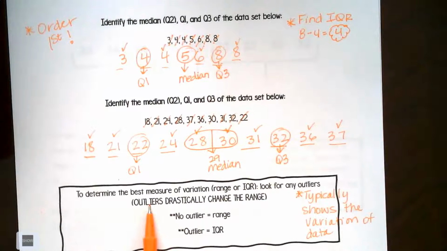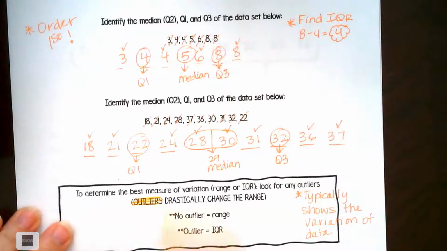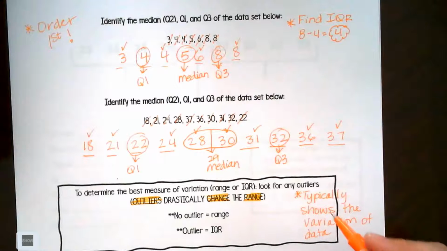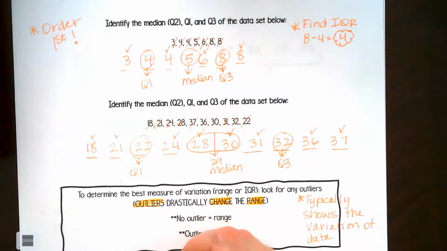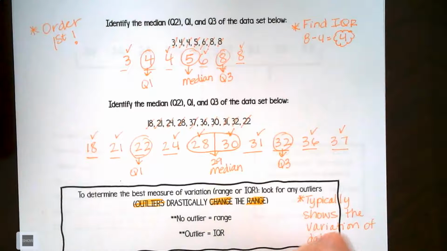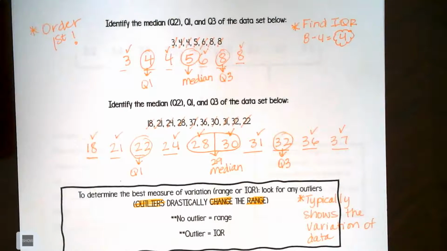Outliers, just like they drastically change the mean for the measures of center, they drastically change the range. That's very important, guys. Outliers drastically change the range. Okay? Now, an example of that would look like this. If I had the numbers in my data of like 3, 0, 3, 7, 9, 9, and 40. Do you see an outlier?